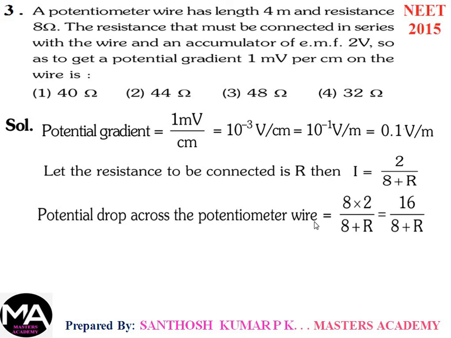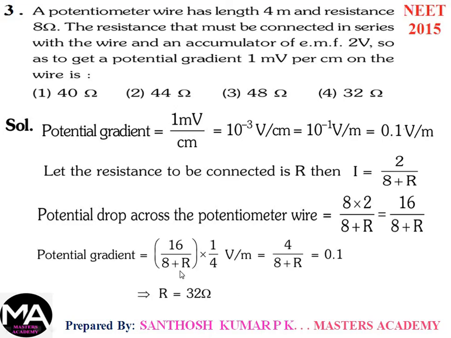The potential drop is nothing but V is equal to I into r. I is 2 divided by 8 plus R, into r which is 8. Therefore, it becomes 2 by 8 plus R into 8, which is 16 divided by 8 plus R. Therefore, the potential drop is 16 divided by 8 plus R. The total length of the potentiometer wire is 4 meter. Therefore, potential gradient is 16 by 8 plus R into 1 by 4 volt per meter, which is 4 by 8 plus R.